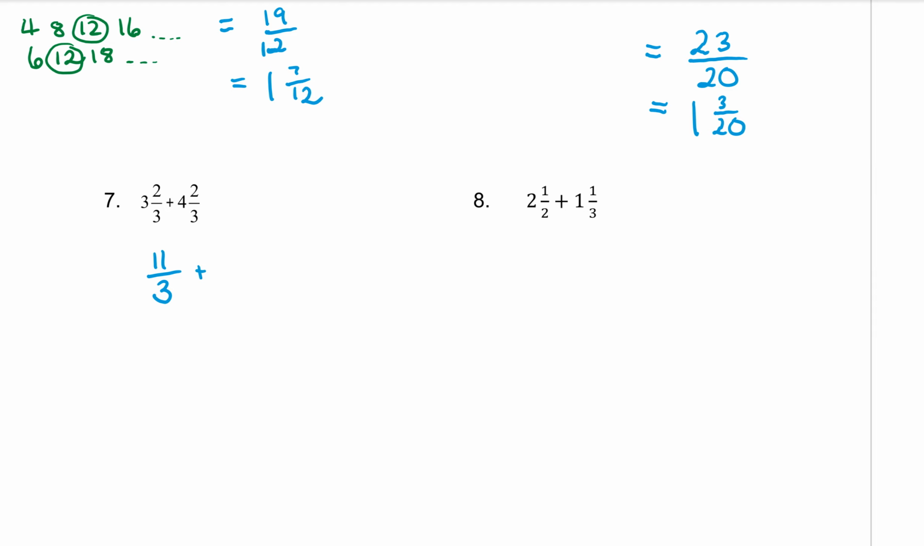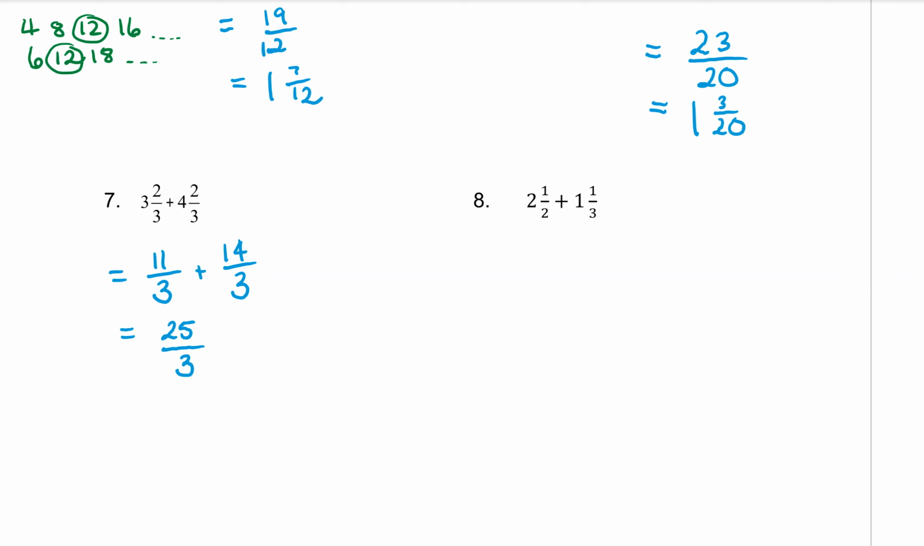To change 4 2/3 into an improper fraction, we multiply 4 times 3, which is 12, and add on the 2 on the top, which is 14. And the denominator stays as a 3. Now, this question happened to have the same denominator already. So if the denominators are the same, all I need to do is add the numerators. 11 plus 14 is 25. The denominator stays as a 3.